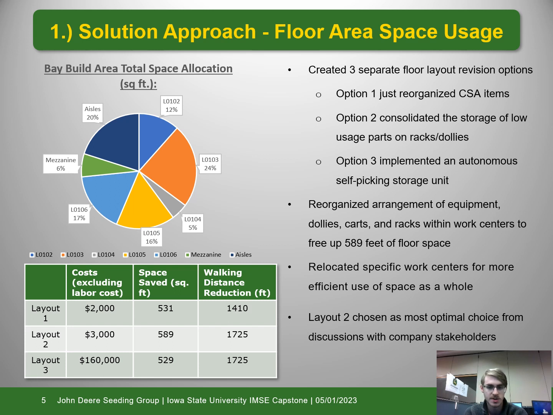Within each of these layouts, we reorganized the arrangement of equipment, dollies, and carts within work centers to free up a total of 589 square feet of floor space. We also relocated specific work centers to new spaces within Bay Build to more efficiently use the space as a whole. And after discussions with some of the stakeholders at John Deere, we decided that Layout 2 was the most optimal option to move forward with.